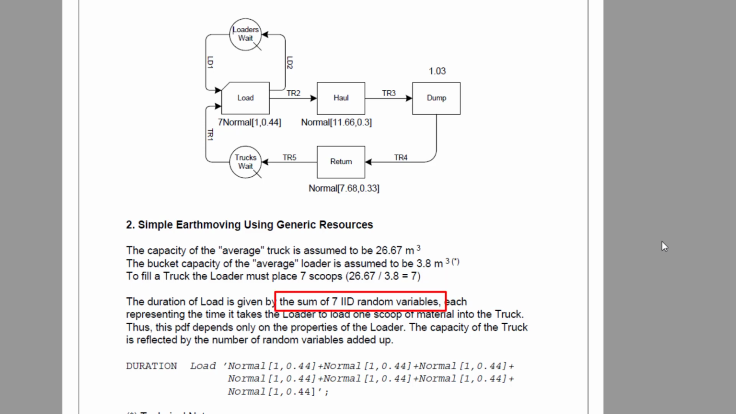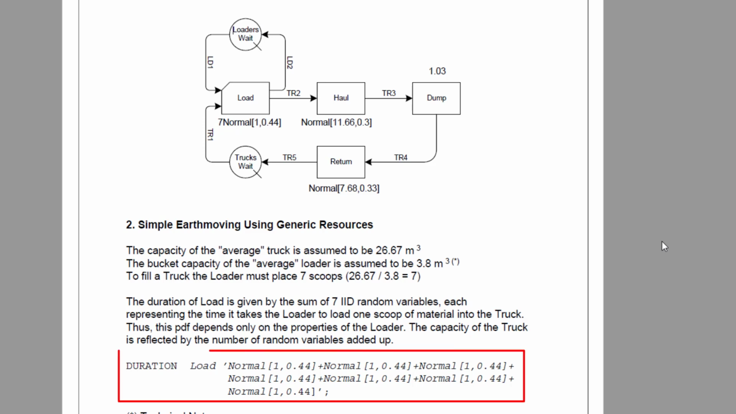Consequently, the duration of load is given by the sum of 7 independent and identically distributed random variables, each of which represents the time it takes the loader to load 1 scoop of material into the truck. Thus, this probability density function depends only on the properties of the loader. It does not depend on the capacity of the truck. The capacity of the truck itself is reflected by the number of random variables that are added up, in this case 7. The duration statement for combi load is shown here as the sum of 7 random variables.